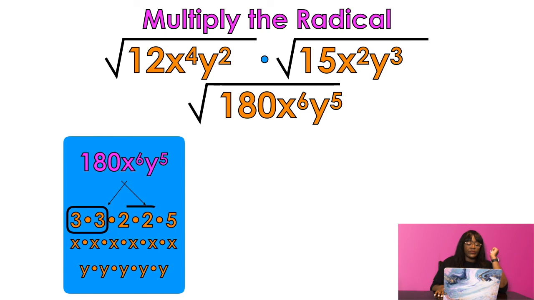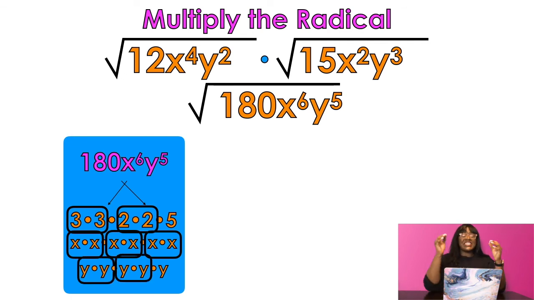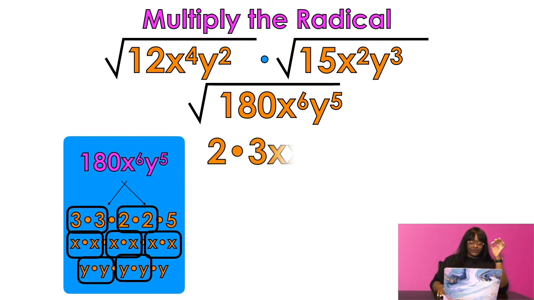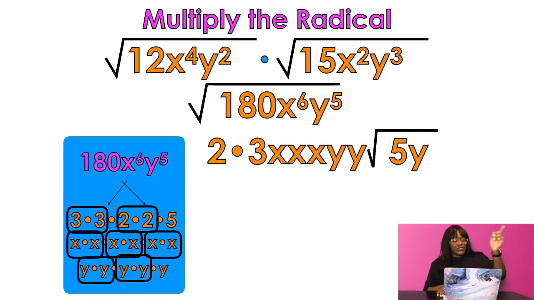One. Another one. Another one. And another one. And another one. And another one. And another one. Okay, everything that gets circled gets put on the outside. Everything that is not circled stays on the inside. So I took 2 out, 3 out. Notice that 5 stayed on the inside. I took 3 x's out, 2 y's out. That last y, that lonely y, is going to stay on the inside.